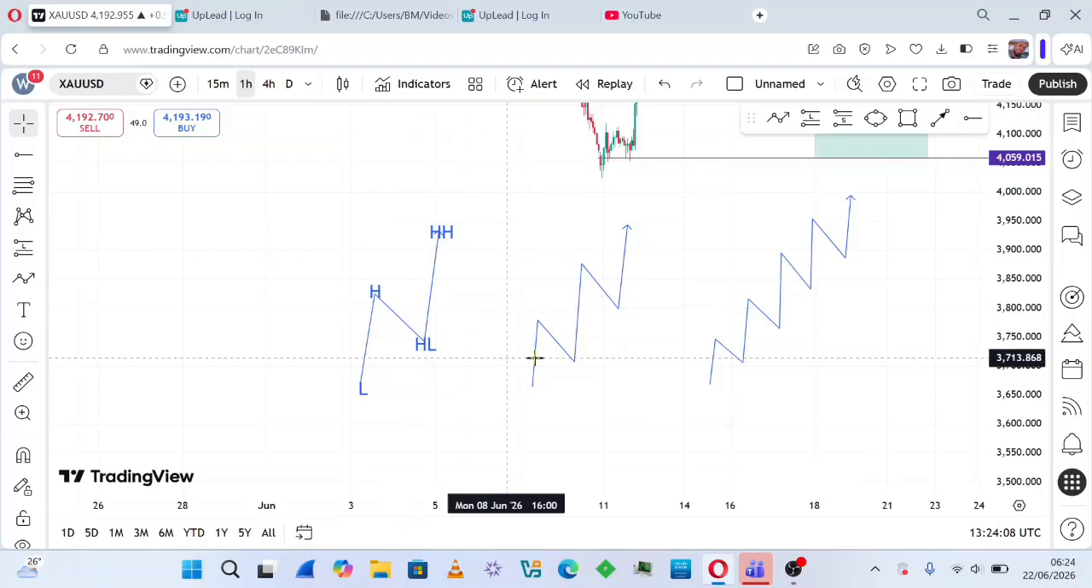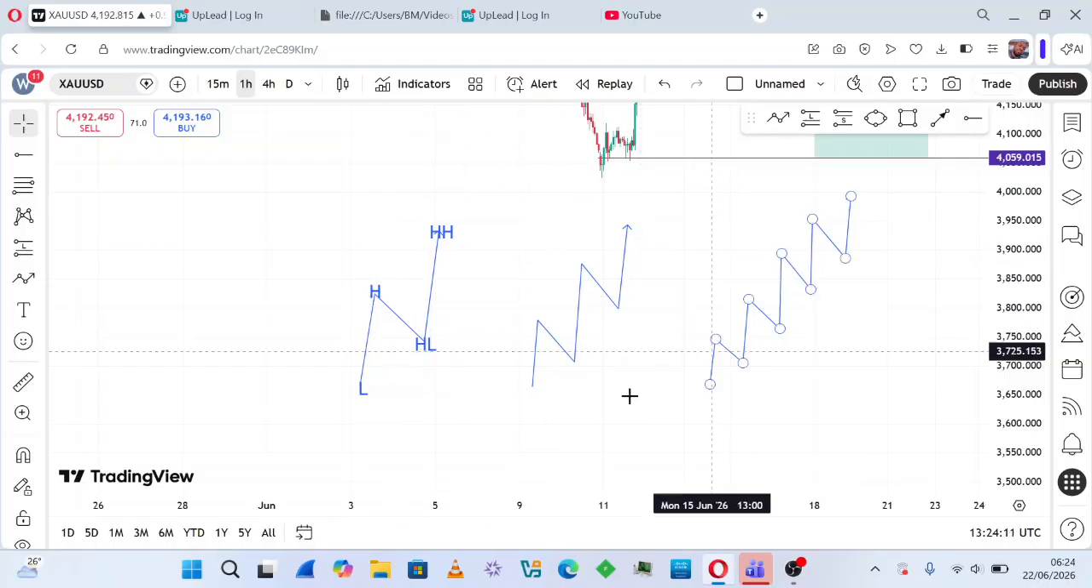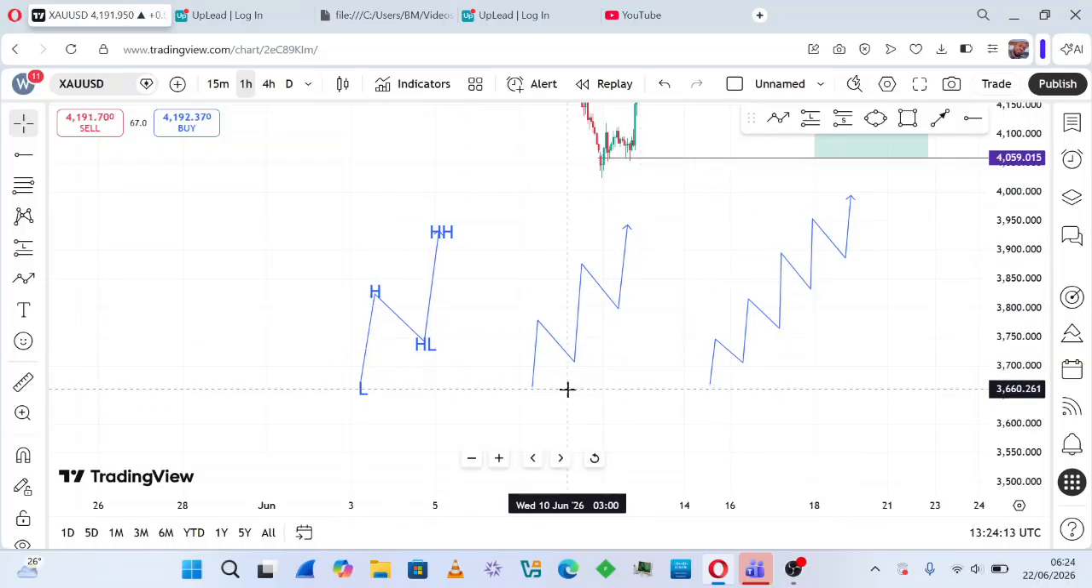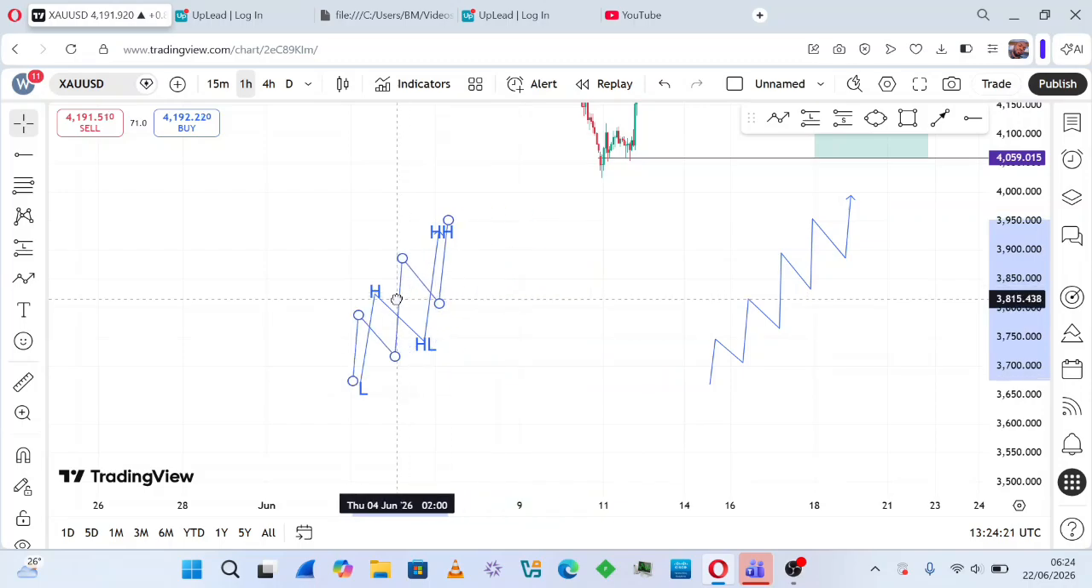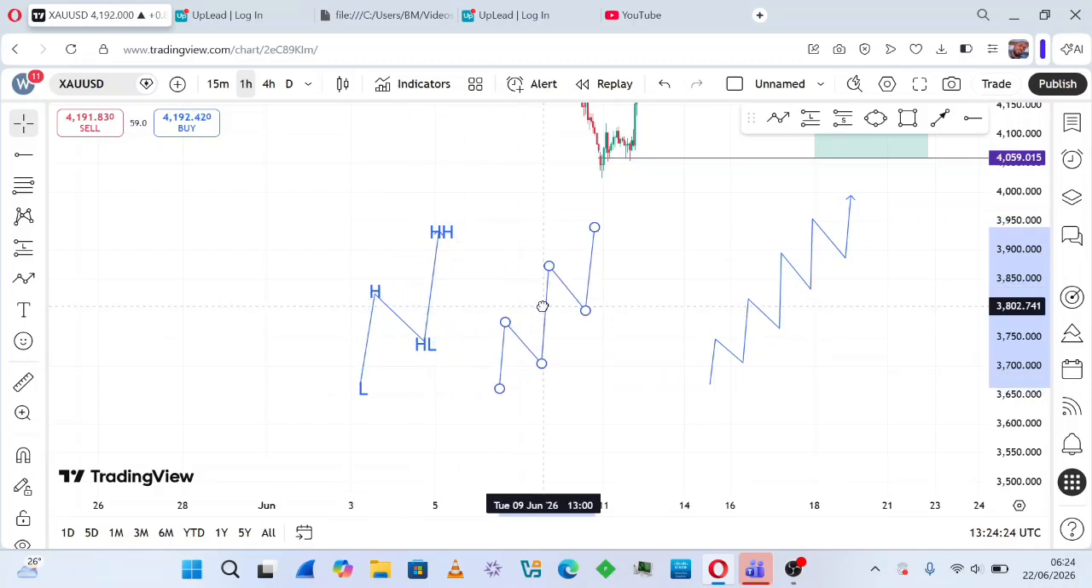This is the daily time frame, this is the 4 hour time frame, and this is the 1 hour time frame. Now, how would you use this correctly? Remember that inside this one, if you can fit this inside here, there's no way you can fit.